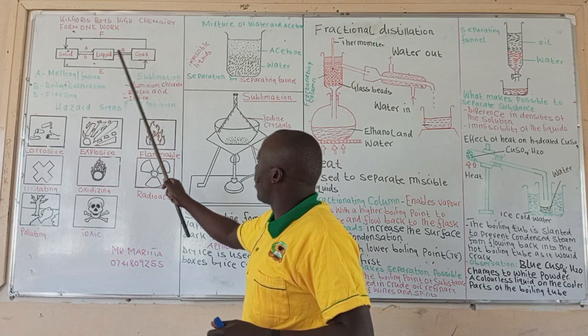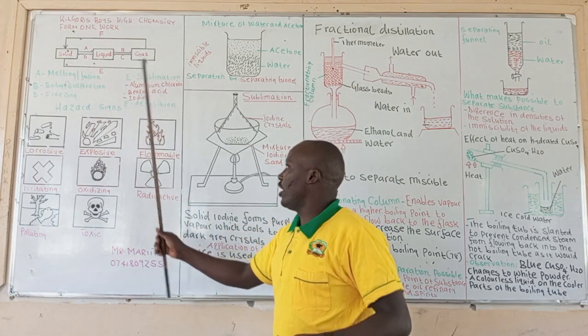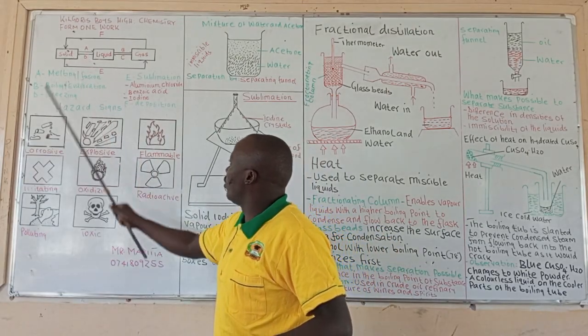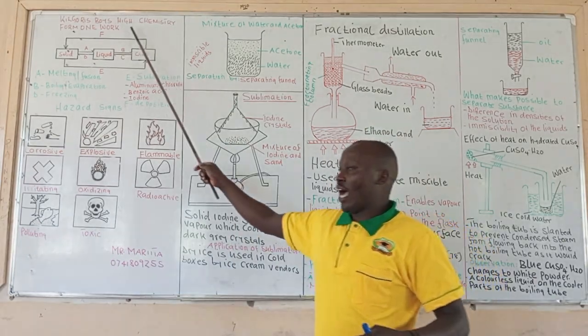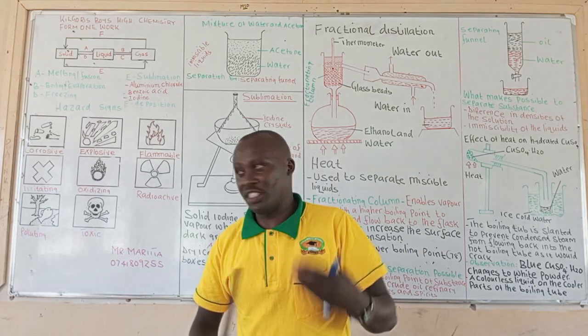Then we have where a gas can change back to liquid. When a gas changes back to liquid, what is that called? This one is called condensation. And then a liquid can also change back to solid. That one is called freezing. So this is a simple diagram representing the change of state.